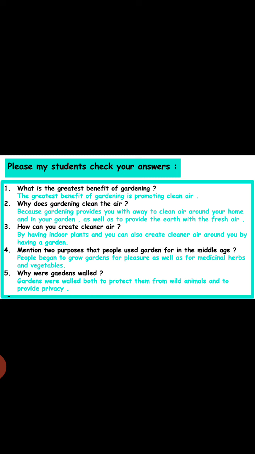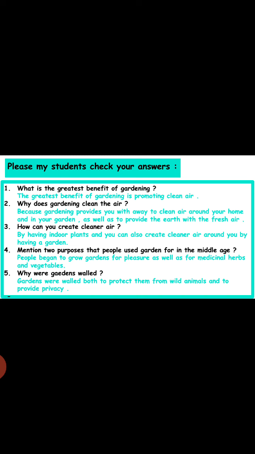Number four, mention two purposes that people used a garden for in the Middle Ages. People began to grow gardens for pleasure as well as for medicinal herbs and vegetables. So, the purposes of building gardens in the Middle Ages are for medicinal herbs and vegetables.